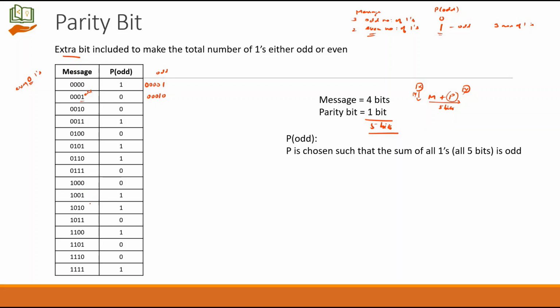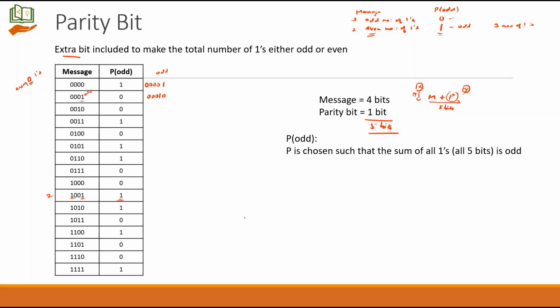Now let's take randomly 1 0 0 1. How many ones are here? There are two ones, which is even. When it is even, in the case of odd parity, you have to add another one to make it odd. The ultimate aim of adding odd parity is to make the message have an odd number of ones. That's why when there is an even number of ones, you add another one to make it odd. When there are already an odd number of ones, you just add a 0 to retain those odd number of ones.